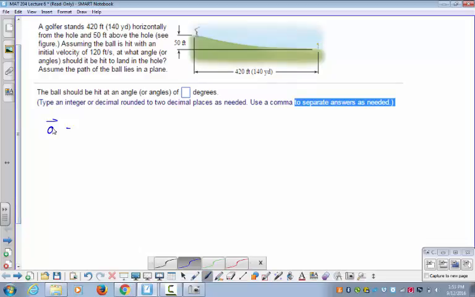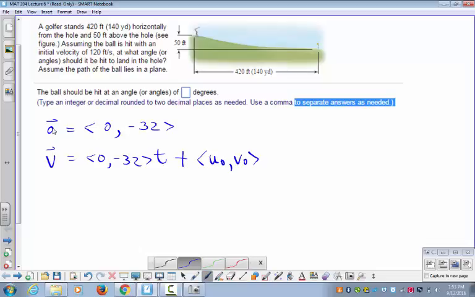Say the only force acting on this is gravity, we're ignoring all the air resistance. This will be two-dimensional motion, we'll just imagine a plane. And then we are integrating to get the velocity. Integrating a constant gives you a linear term plus your initial velocity vector. And in this book, he uses u0, v0 for the initial velocity.